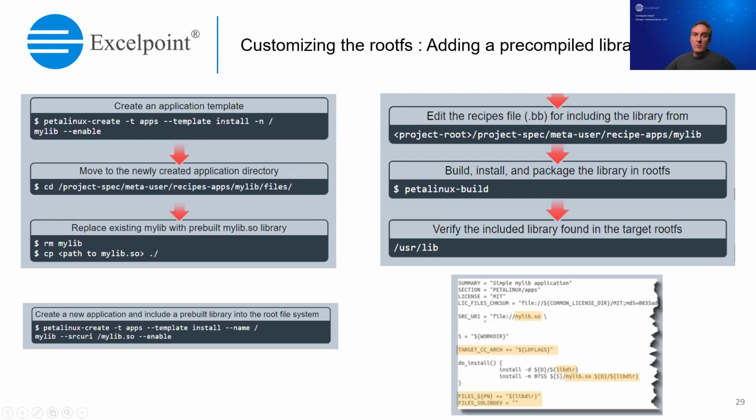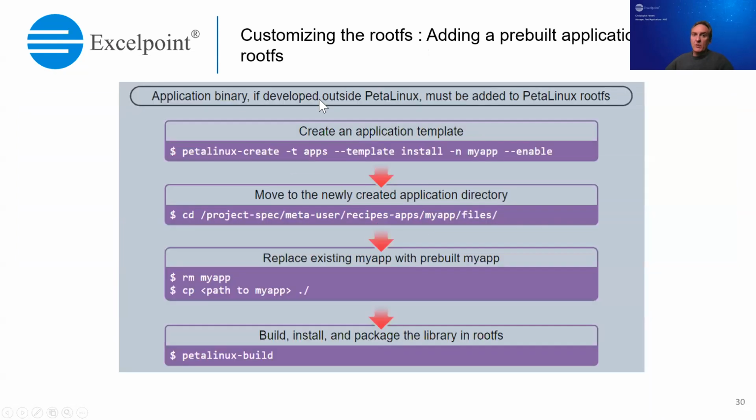It's similar to a pre-built library. If you've developed an application outside PetaLinux, you must add it to the root file system. Here too you do that by creating an application template. Then you move to that directory and replace the existing application with the pre-built MyApp, and then build again.